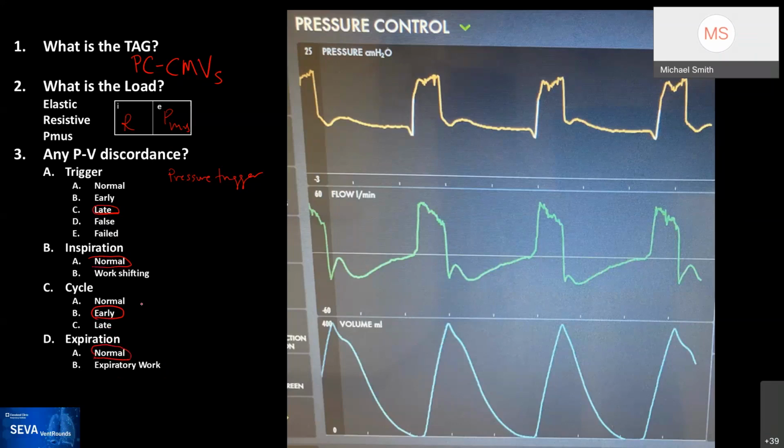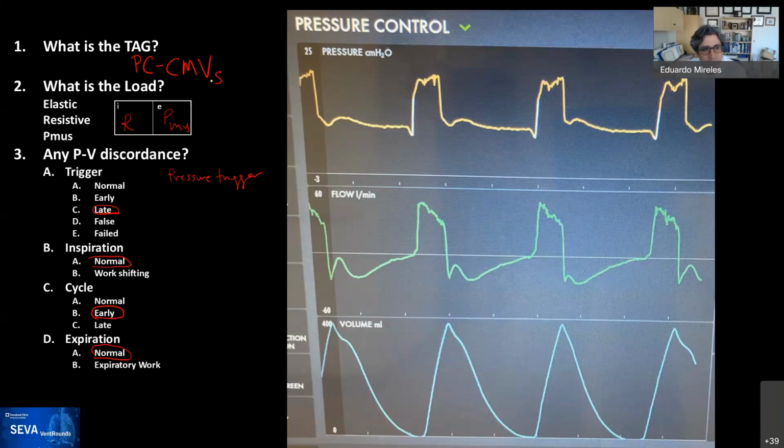Thank you, Michael. You see, great job. Thank you for jumping on. No problem. So let's go in order from this. The first thing that you recognize is the tag. So it's pressure control, absolutely. The pressure is controlled through the breath. The flow and the volume are resultants of the pressure applied to the respiratory resistance and the elastance. So that's what you're controlling.